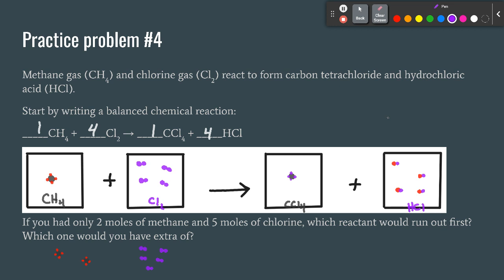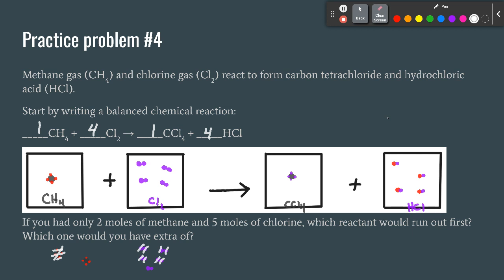So we know in our products that 1 black circle needs 4 purple circles. So I'm going to mark through 1 of my black circles and 4 of my purple circles. Also, I know that 1 red circle needs 1 purple circle. So I'm going to mark through 1 red circle, 1 purple circle, and repeat that 4 times. Cool.